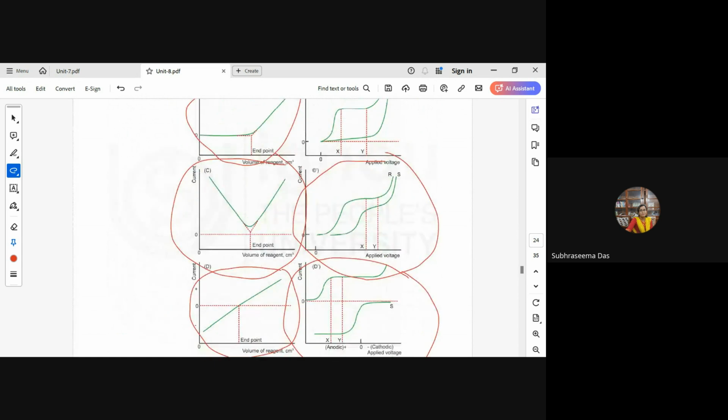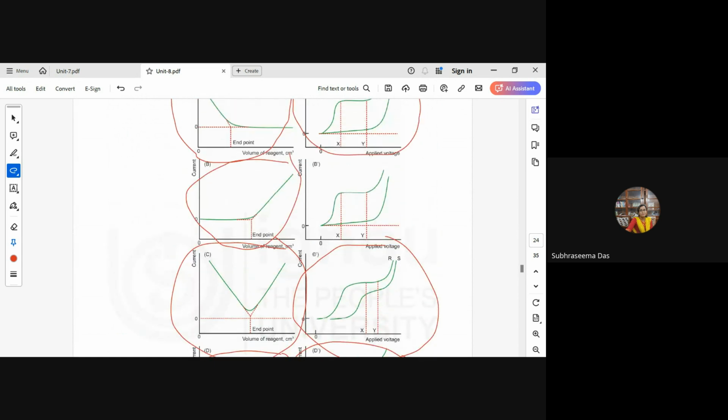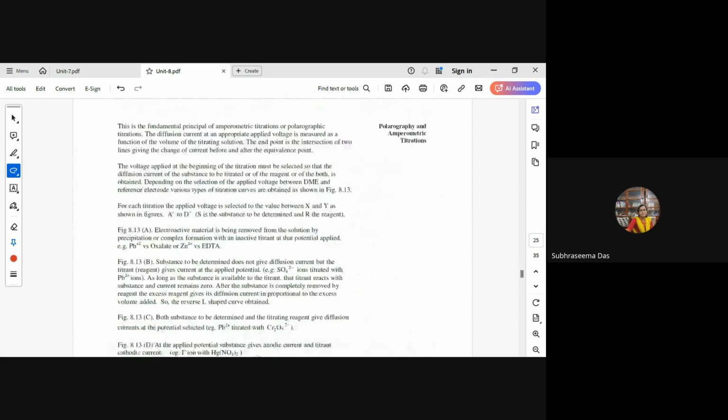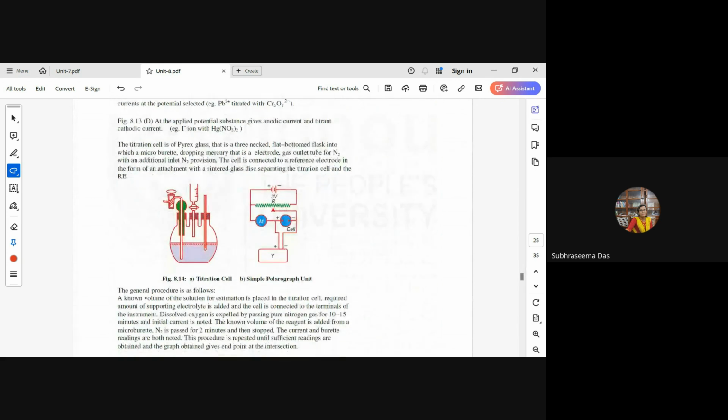So these are some of the various titration curves that can be obtained and that can be used for analysis from the polarograms or the amperometric titrations. Now the titration cell is mostly made up of Pyrex glass. It is a three-necked flat bottom flask in which a microburette, the DME electrode, a gas outlet for N2 and an inlet for N2 are provided.